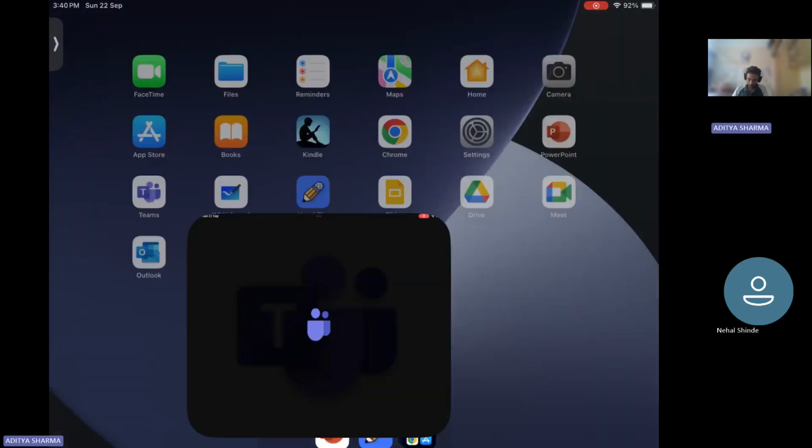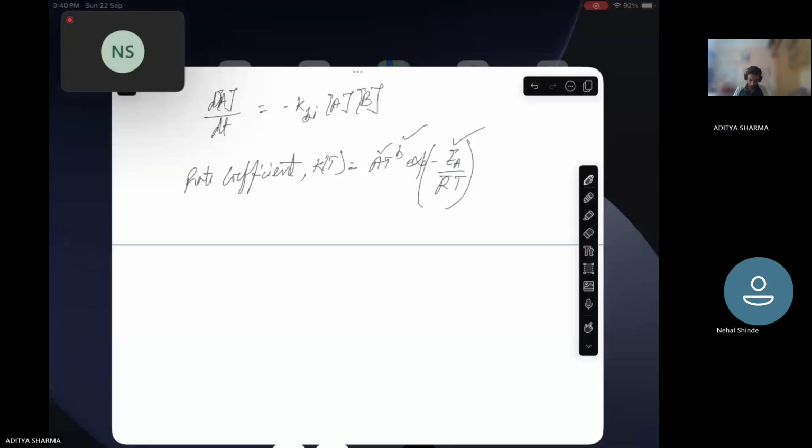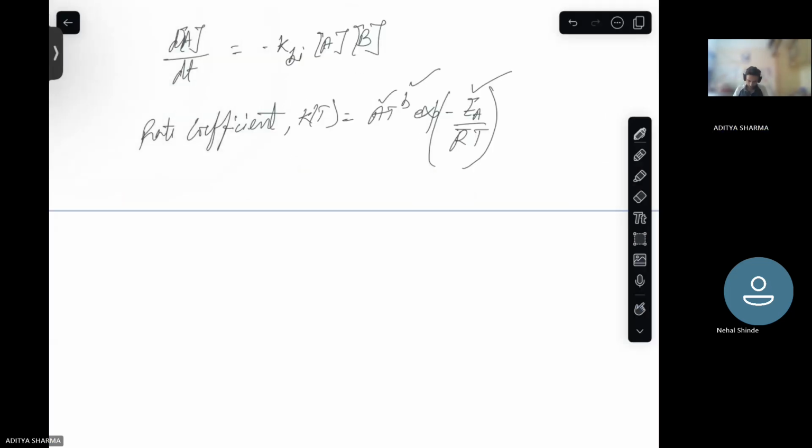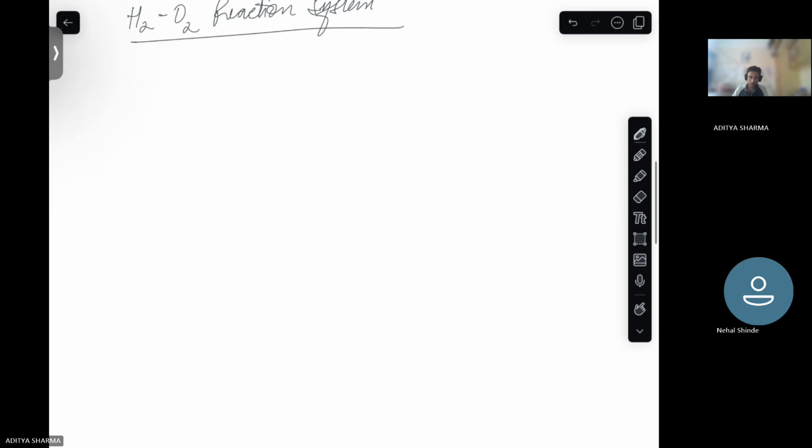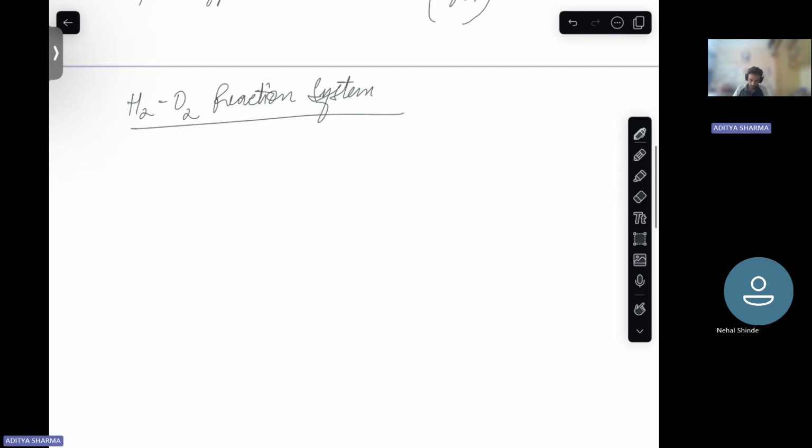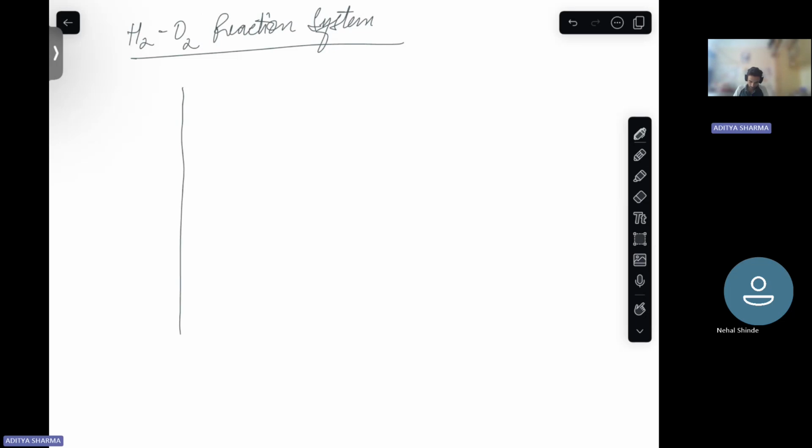So the whole detailed discussion of your hydrogen oxygen reaction system has been given, right? And then a very important pressure versus temperature graph also has been given. Okay, so I'll just draw this. So this is your H2O2 reaction system. What is given is a graph something like this. Here we have pressure and here we have temperature, and your graph looks something like this.